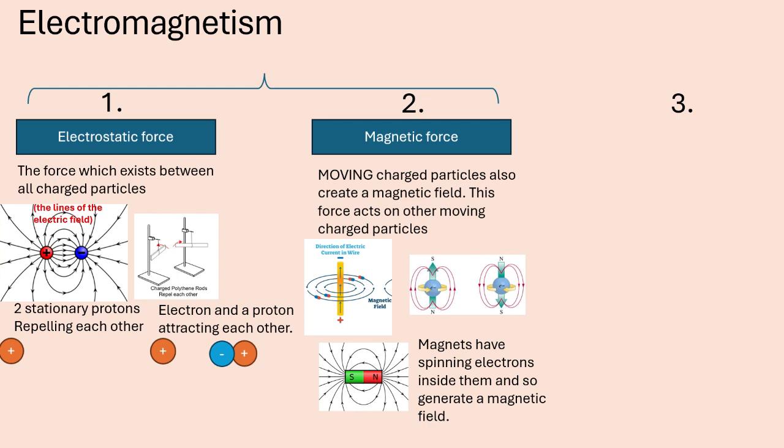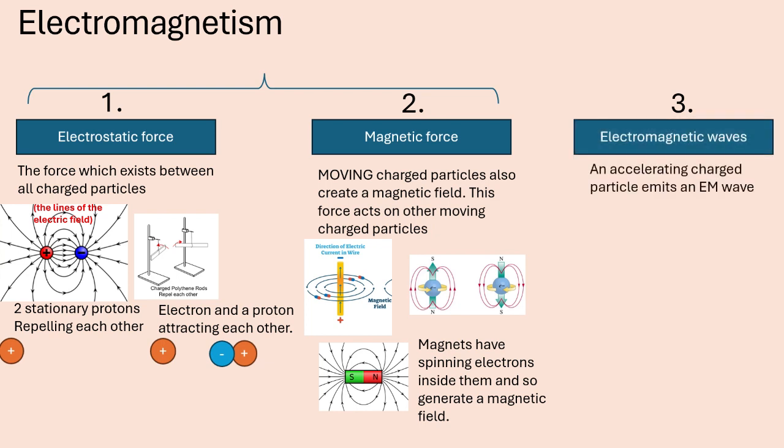Right. And then this is beyond GCSE, but electromagnetic waves. Right, electromagnetic waves are caused by an accelerating charged particle. So when you take a charged particle and you accelerate it, not all of the energy goes into accelerating that charged particle. Some of the energy goes into emitting an electromagnetic wave.